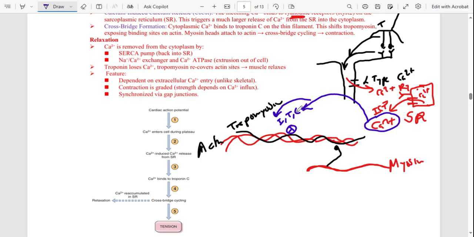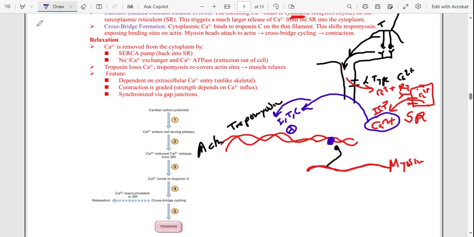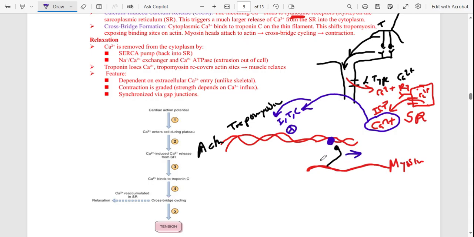So calcium comes to bind to troponin C. Once it does bind to troponin C, it will cause the tropomyosin to come out of the site where the head of the myosin is supposed to bind. And so since the tropomyosin has gone out, the myosin head can now bind to the binding site on the actin. And once it binds, this requires ATP. It's going to now move in that direction. It will pull it. And that's how a contraction happens.